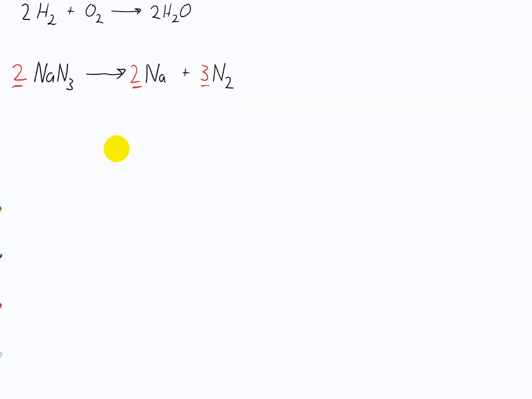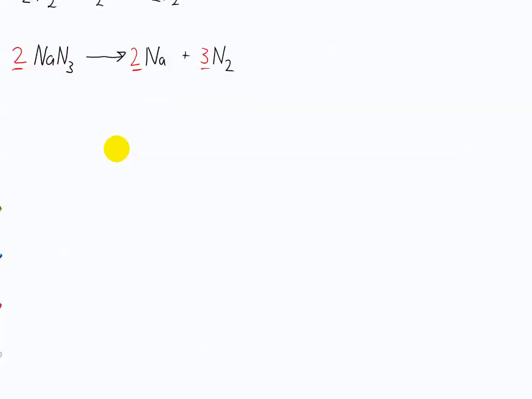Here, try this one yourself. This is the smelting of iron ore, where iron ore is mixed with carbon or coke to produce carbon dioxide and iron metal. See if you can balance that one on your own.